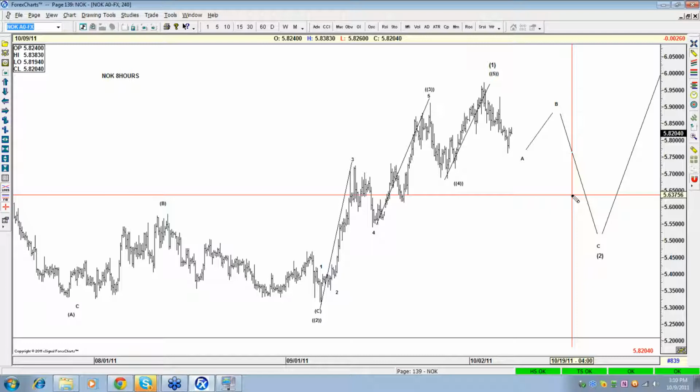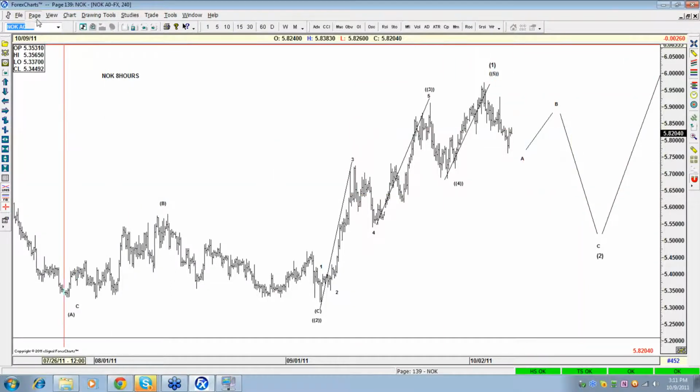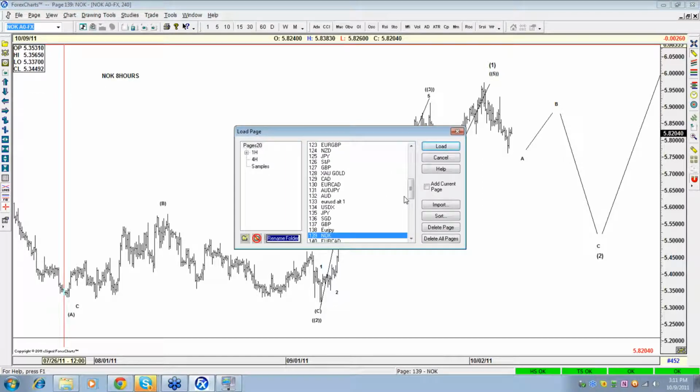Now, guys, any question that you guys want to ask, there are a lot of people here. Feel free to ask questions, guys, about any pair. The euro pound, yes. That pair, I don't recommend anybody to be trading that pair right now.